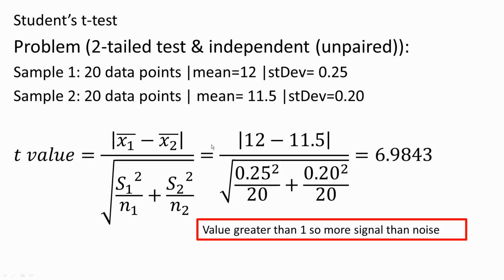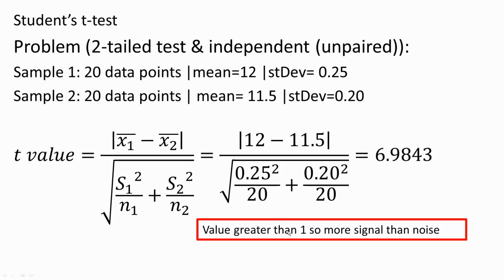So this right here is our t-value. The mean for sample 1 is 12, minus the mean of sample 2, 11.5, absolute value, divided by the square root of standard deviation 1, 0.25 squared, divided by n1, which is 20, plus standard deviation 2 squared, 0.2 squared, divided by n2, which is 20. If you use a calculator, this comes out to 6.9843.